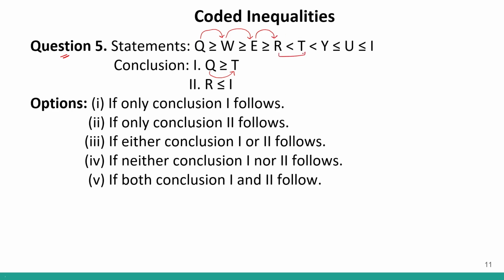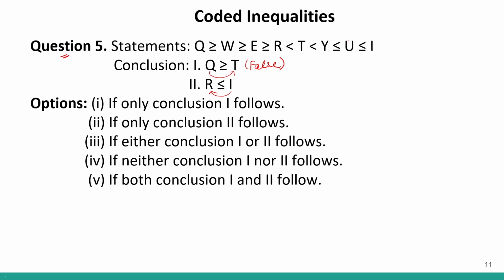But over here, the direction changes. Over here, I cannot move from bigger door to smaller door because this is the reverse direction. Correct? In front of R, we have a smaller door. So, we cannot move forward. That means the relationship between Q and T is unknown. So, this is false because we are looking for only definitely true relations. Correct? Now, we have to determine whether I is greater than or equal to R. So, we will move from I to R.